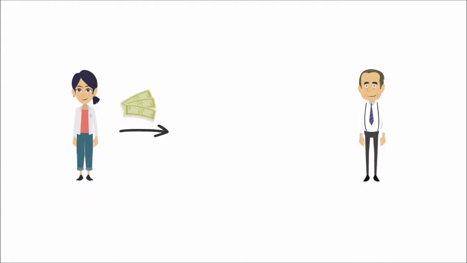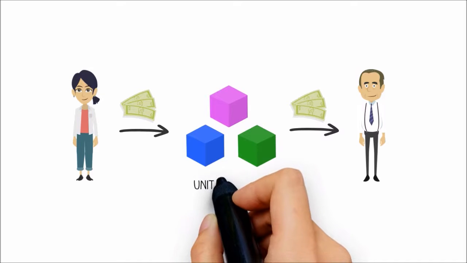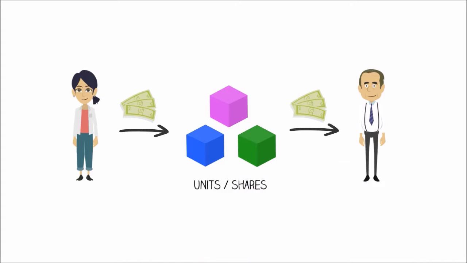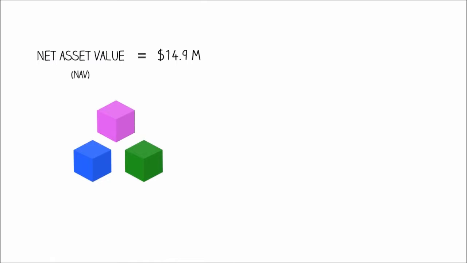Why is this important to know? Well, when you invest in a fund, it's not always as simple as just giving money to the fund manager. For most funds, you'll actually end up having to buy units or shares to contribute money to the fund. And ultimately, the price which you pay for a unit or a share is determined by what the current net asset value is. So coming back to the previous example, we said the net asset value was $14.9 million.